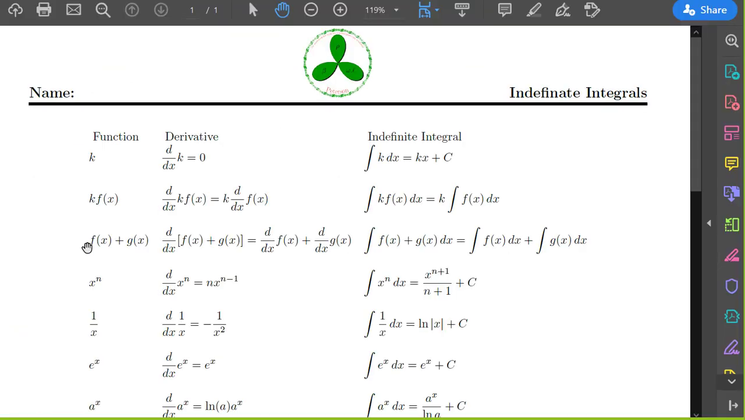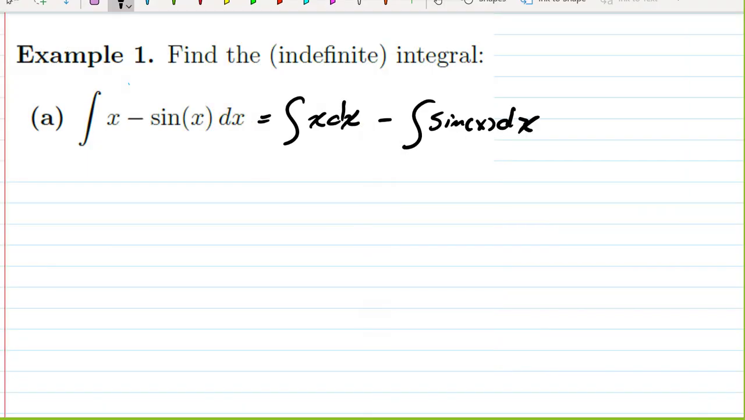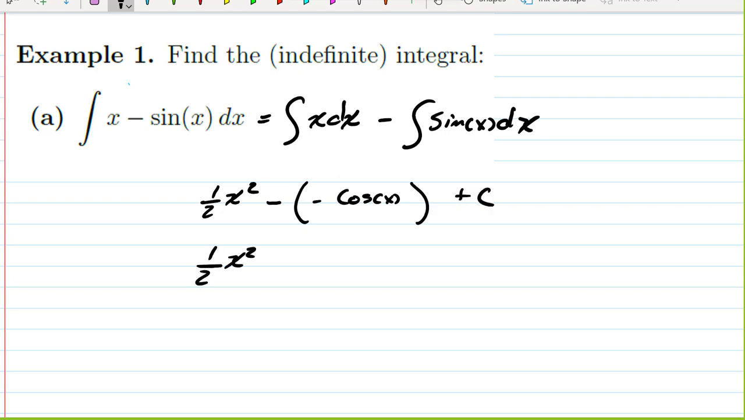If we look at our antiderivative rules, the derivative of x to the n is we multiply by the exponent and subtract 1. Well, the integral is the inverse or the opposite, so we add 1 to the exponent and then divide by the exponent plus 1, plus c. So the antiderivative of x squared is going to be 1/2 x squared, because dividing by 2 is the same as multiplying by 1/2. Then minus the antiderivative of sine, which is negative cosine, so the minus minus is going to end up making that a plus, and then we have plus c. Simplifying all of that, we have 1/2 x squared plus cosine x plus c.